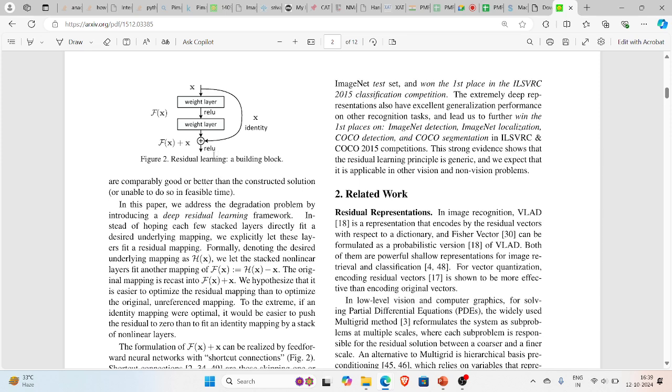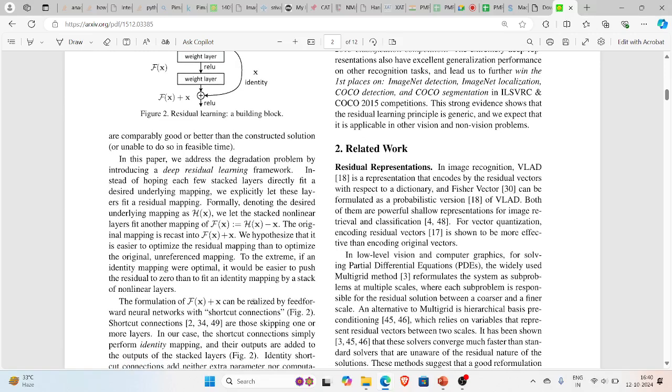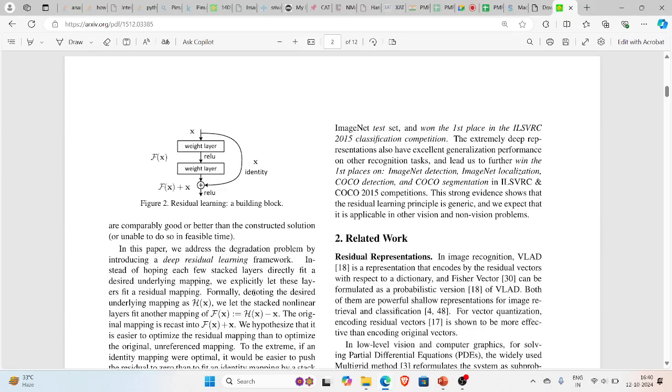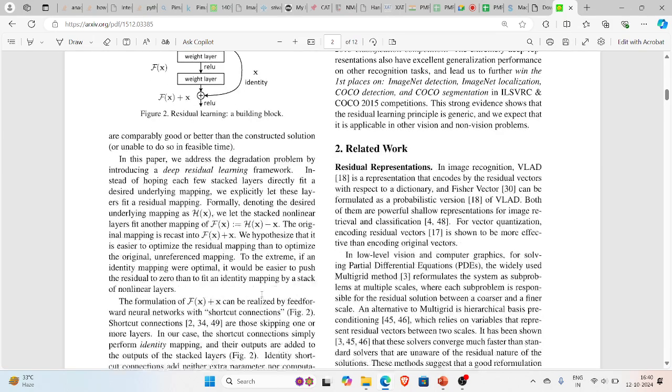So whatever this transformation, linear transformation is, this is F(x) plus x, so x comes from here. The underlying mapping is represented as H(x). F(x) here, the mapping of this layer, is H(x) minus x. We hypothesize that it is easier to optimize the residual mapping than to optimize the original unreferenced mapping. So it's easier to optimize this residual mapping.